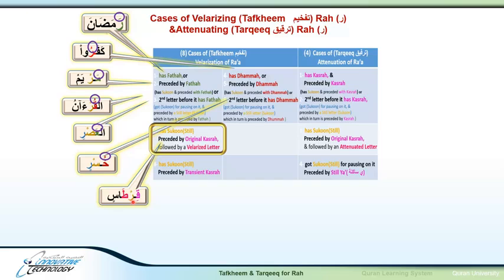Taking an example, qirtas. We find that the ra here has sukoon, and the ra here, although preceded by a kasra, yet it has tafkheem, not tarqeeq, due to the letter that followed the ra. The letter following the ra is the ta, and since the ta is a tafkheem letter, it has its impact on the ra before it, pushing it towards tafkheem rather than tarqeeq caused by the kasra.